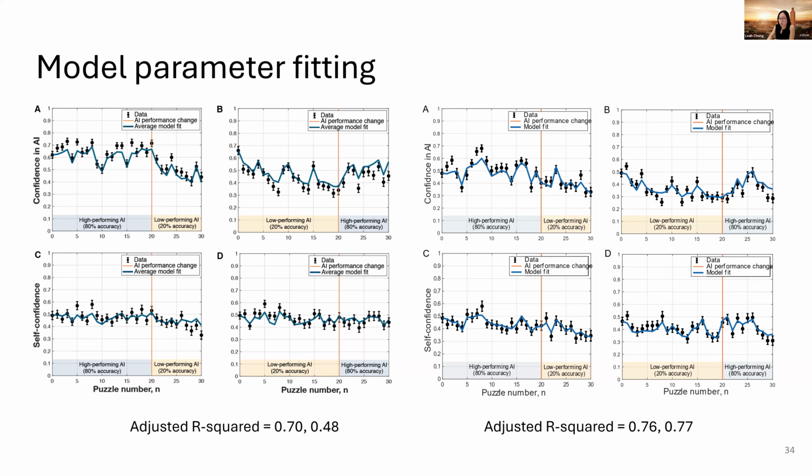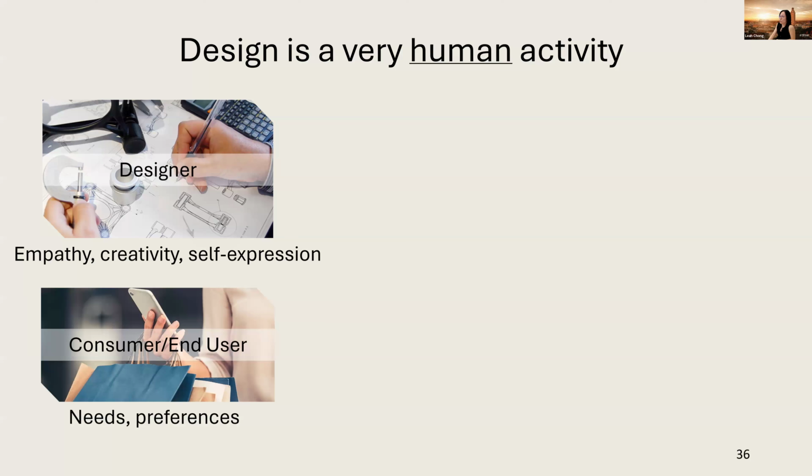We do see that with self-confidence, there's a lower level of fit here, of 0.48. And we think that this is because self-confidence might not be as dependent on the experience itself, but is more internally motivated. So we're not capturing that aspect in this model quite yet. So this model is a little bit more accurate for the confidence in the AI than for predicting the self-confidence level.